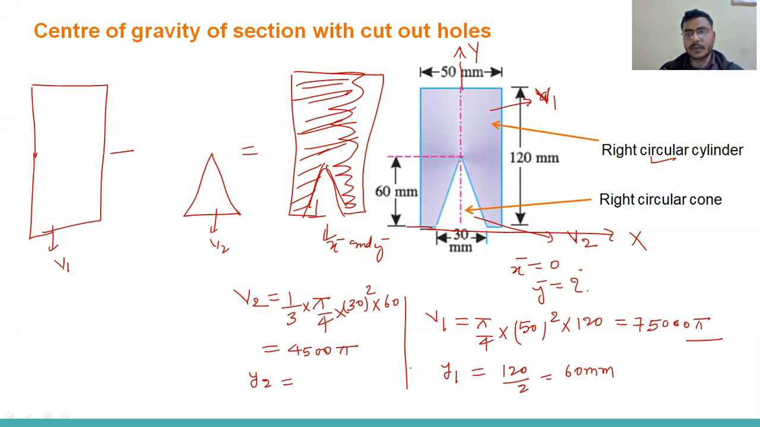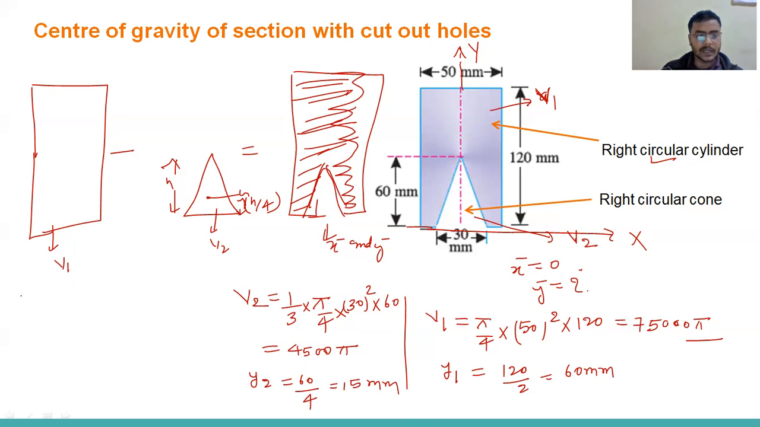Now Y2. What is Y2? Y2 is the distance of the centroid from the x-axis of the right circular cone. For the right circular cone, we know if the height is h, the centroid G lies at a distance h by 4 from the base. The base is the x-axis, so h by 4. What is the h here? For the right circular cone, that is 60 mm, so 60 divided by 4 comes to 15 mm. So now we have V1, V2, Y1, Y2.